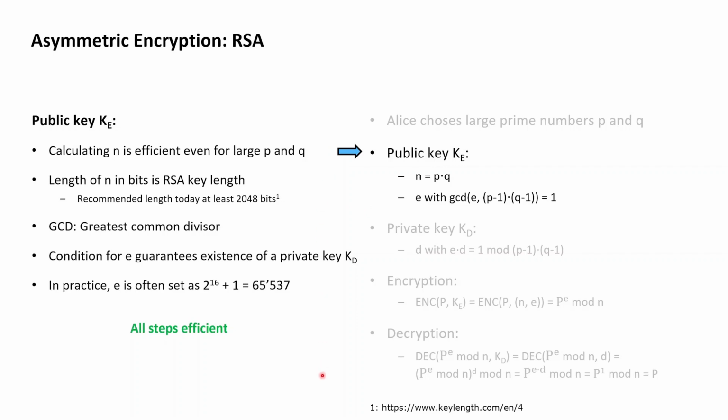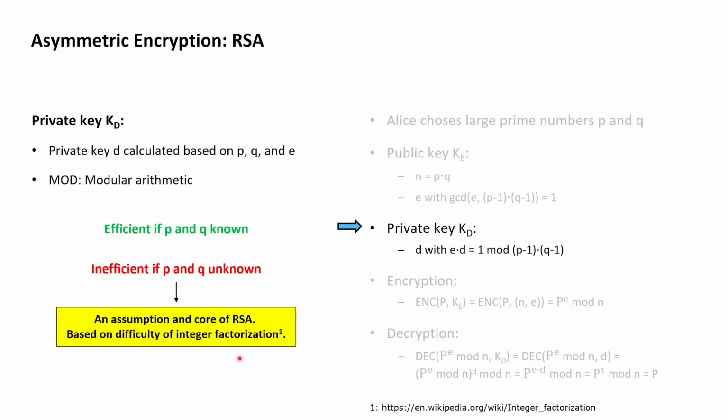Calculating this public key is efficient even for very large prime numbers, as fast algorithms exist for multiplication, and as such, calculating the public key of Alice is a very efficient process. Once Alice calculated her public key, she can proceed to calculate the corresponding private key. The private key is again just a number called d, but this number d needs to be such that d is the multiplicative inverse of the public exponent e.